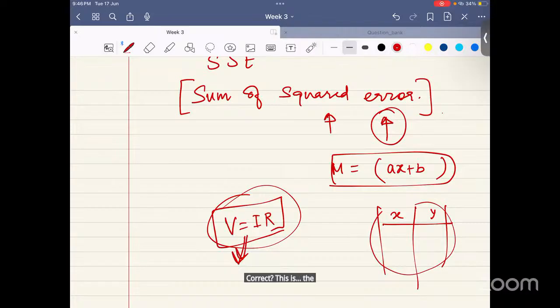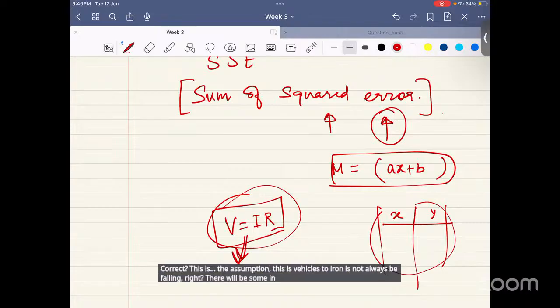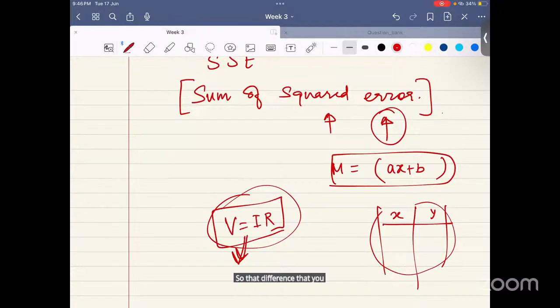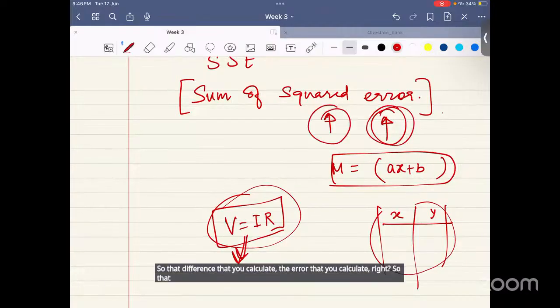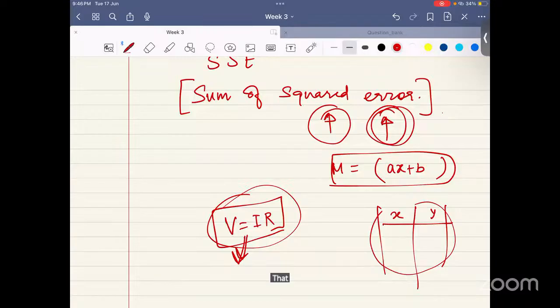This is V equals IR, and it will not always be followed, right? There will be some deviations here and there. So that difference that you calculate, the error that you calculate, right? When you square that error and then calculate the summation of all those, that you call the sum of square error.